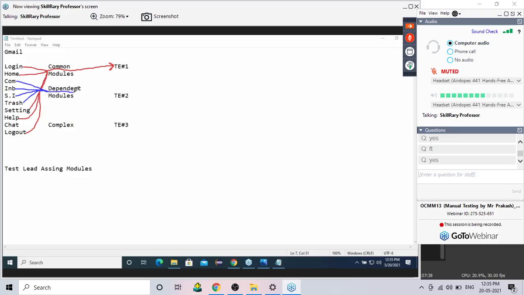Dependent on what? First tell me that answer. Dependent on what? Dependent on each other or dependent on other modules?